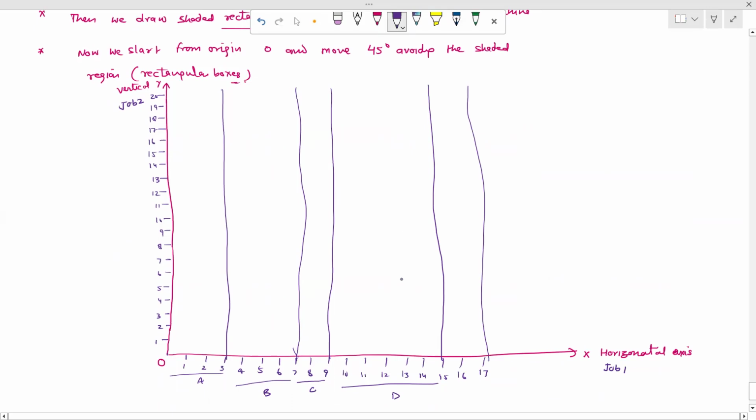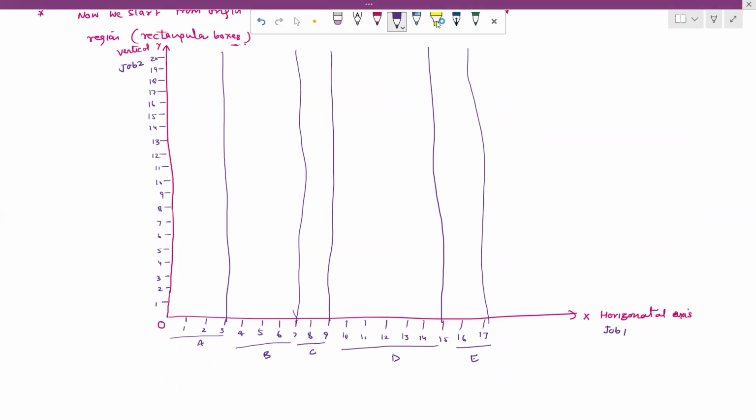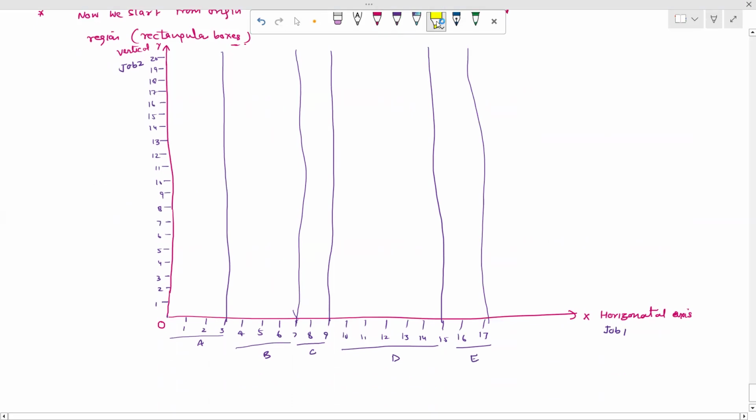Okay, so you can use the scale. This is for machine E, having time 2. So we majorly shared this one. First we have 3, then 7, then 9, then 15, then 17. So this is for machines A, B, C, D, E for job 1.